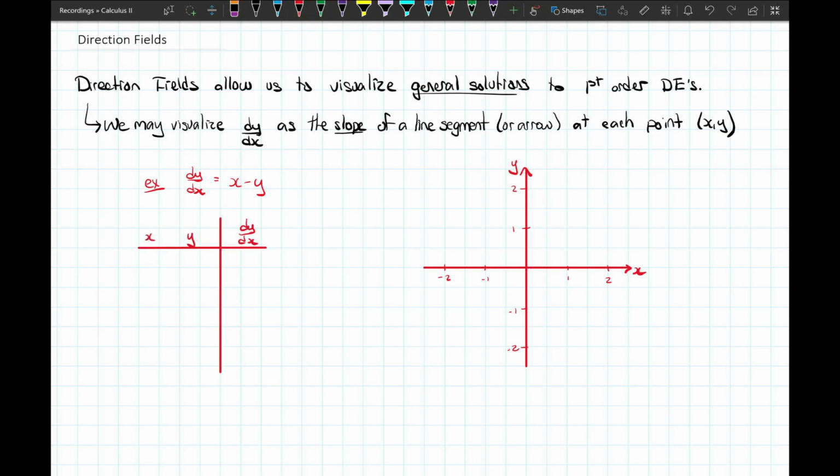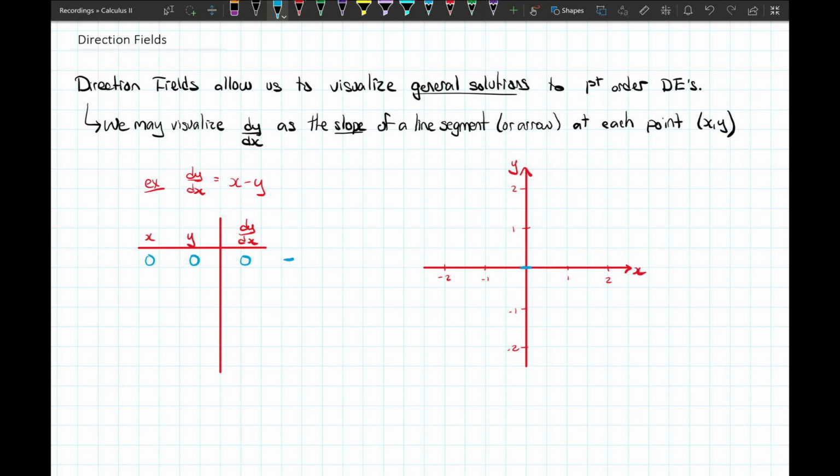This is really like the beginning of understanding what a multivariable function is. We actually have two variables that we need to plug in, x and y, although y is dependent and x is independent. But we'll plug both of those in and we'll get a value for dy/dx. Let's start off with plugging in the origin. Plugging in 0 for x and 0 for y leaves us with dy/dx equal to 0. That would just be a horizontal line segment. So instead of plotting a point, we're going to plot a little dash at that origin.